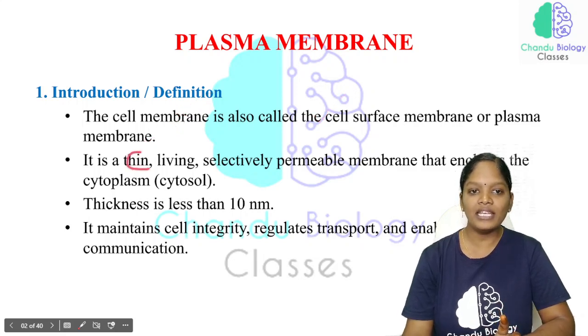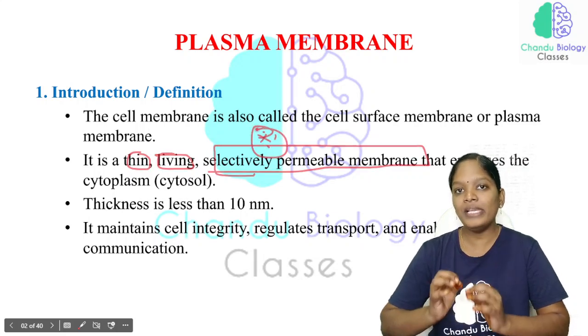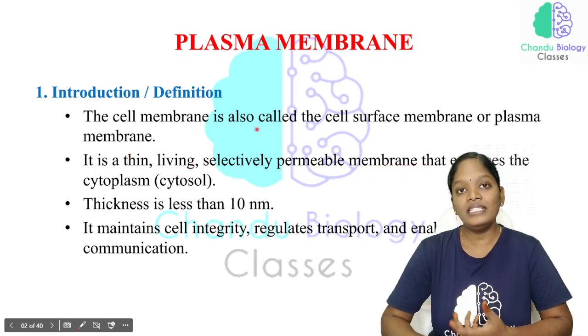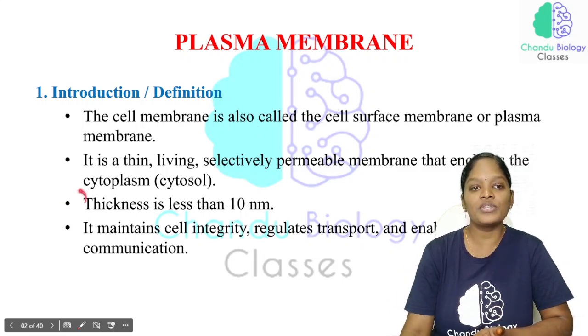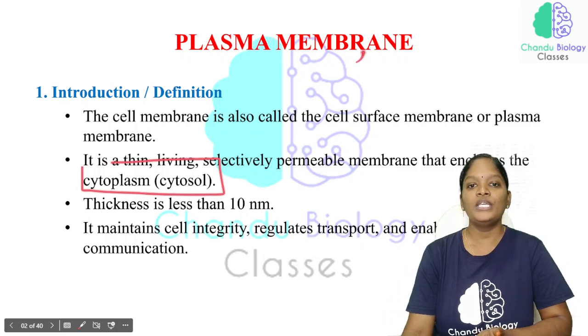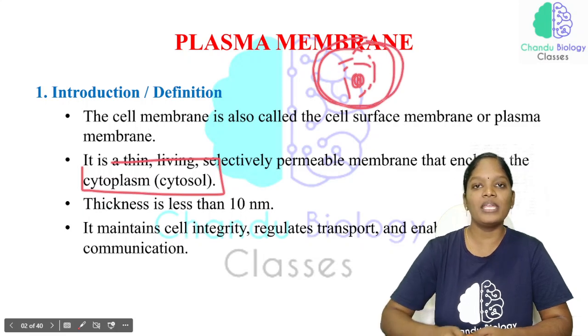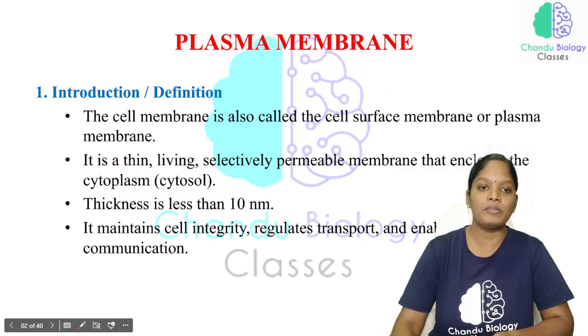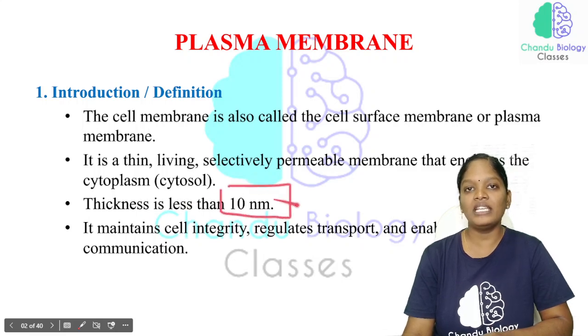It is a thin, living, selectively permeable membrane. This is a very important statement. It is not completely permeable, it is selectively permeable. It is a selectively permeable membrane that encloses the cytoplasm. This is the cell, this is the nucleus and these are the cytoplasm, and the cytoplasm is covered by a membrane called the plasma membrane. The thickness of this plasma membrane is less than 10 nanometer.